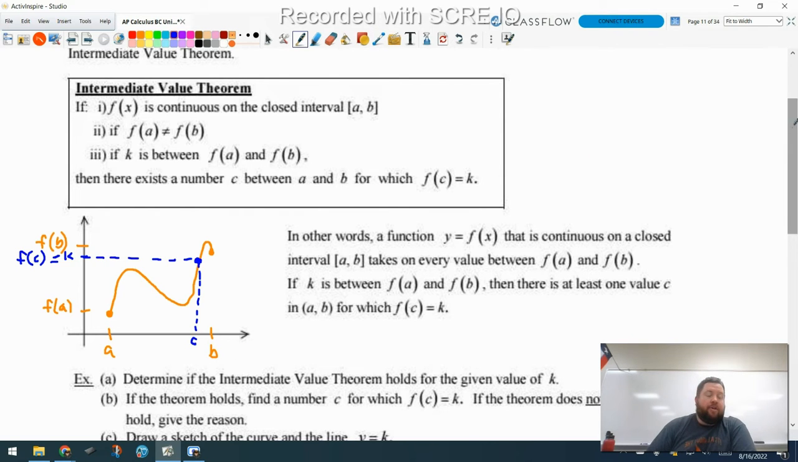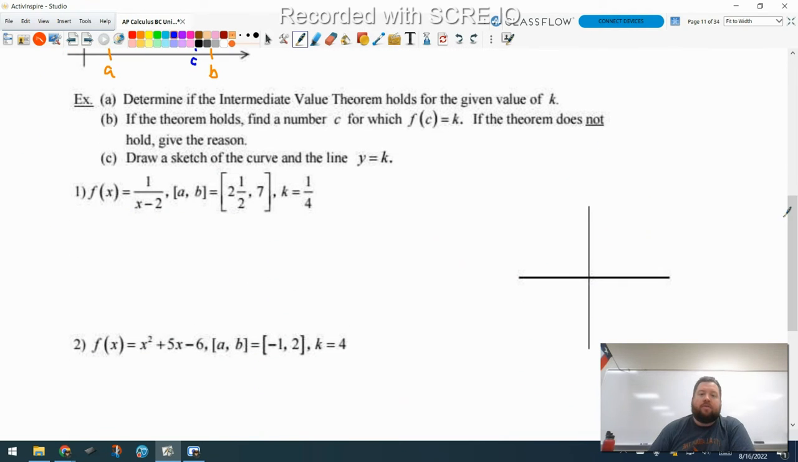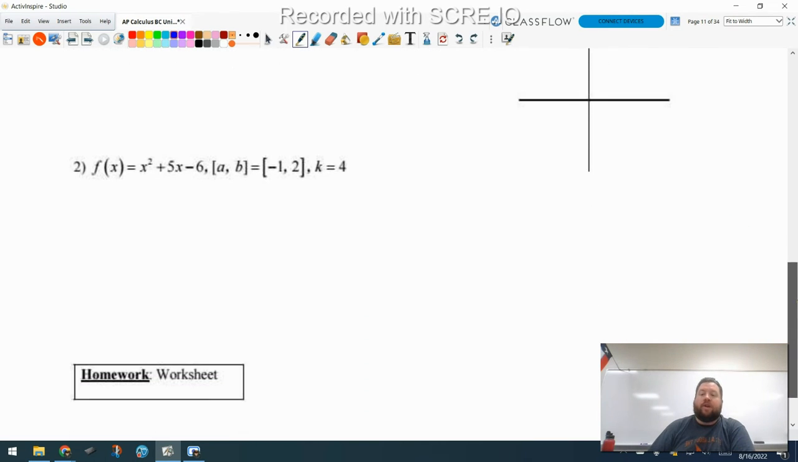All right, so what we're going to do is we're going to be given some functions. We're going to determine if the intermediate value theorem holds for the given value of K. If it does, we're going to find the C value where that's true. If the theorem does not hold, we'll say why. Then we'll draw a sketch of the curve, and we'll draw the line y equals k over here on the right.